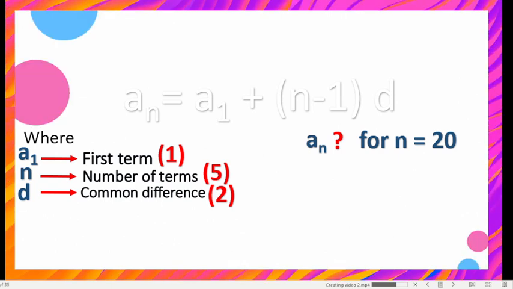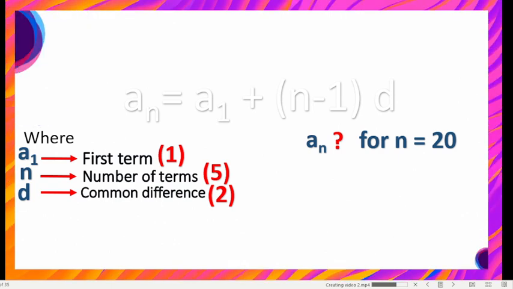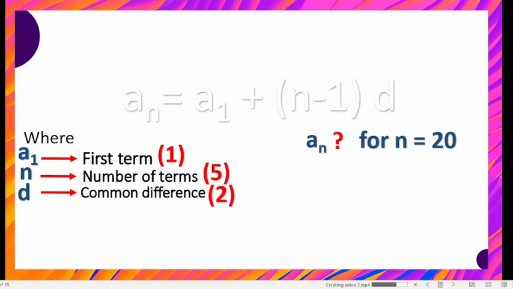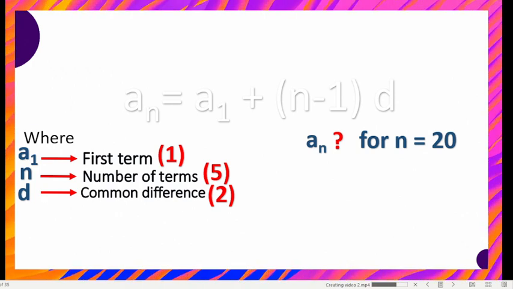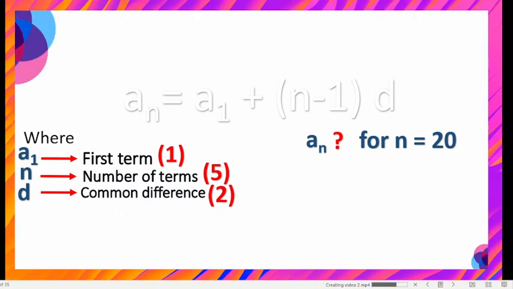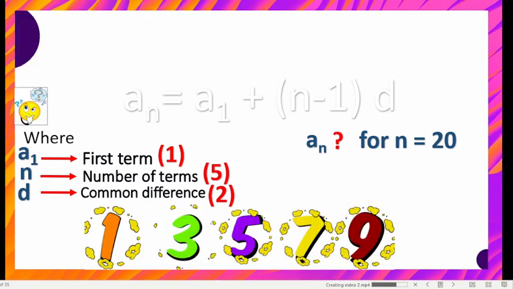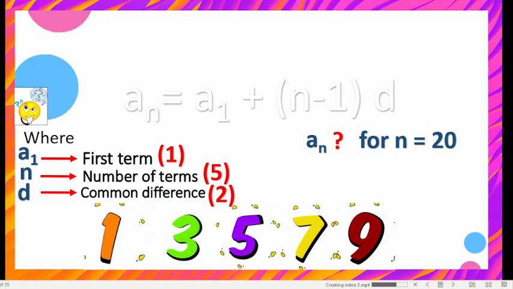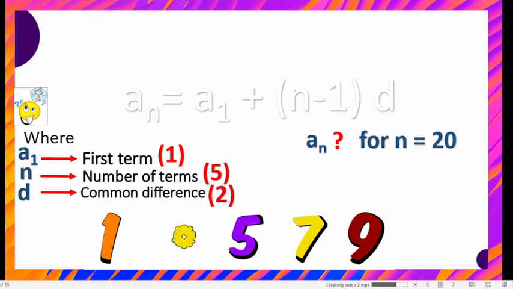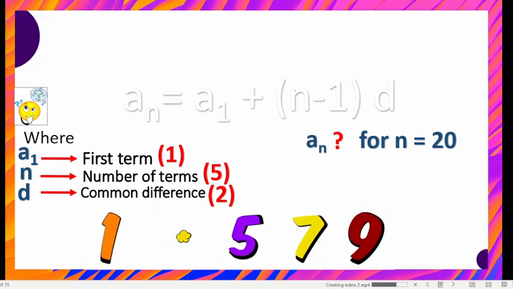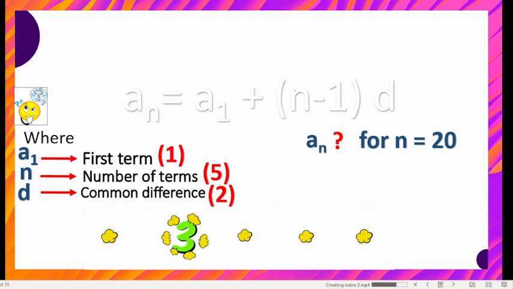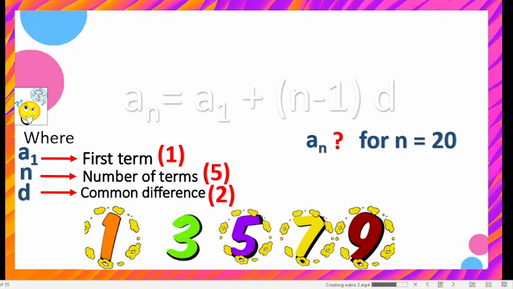Where a sub 1 is the first term, n is the number of terms, and d is the common difference. For our given arithmetic sequence 1, 3, 5, 7, 9, the first term is 1, the number of terms is 5, and the common difference is 2. What is a sub n, where n is equal to 20?